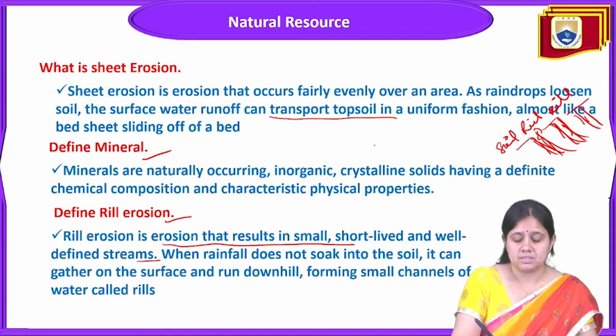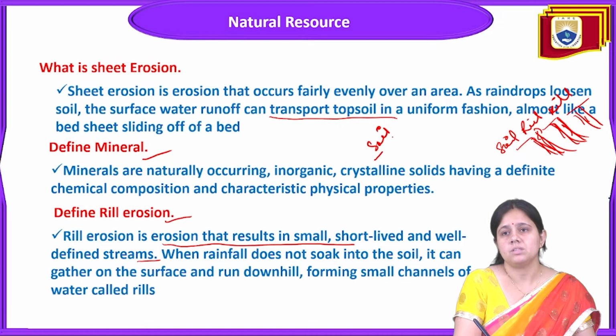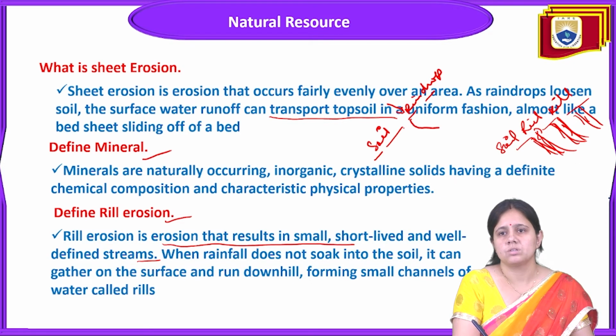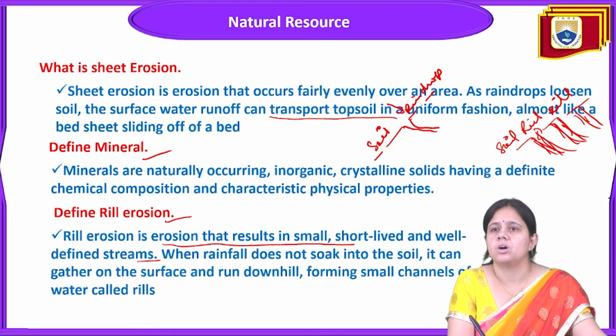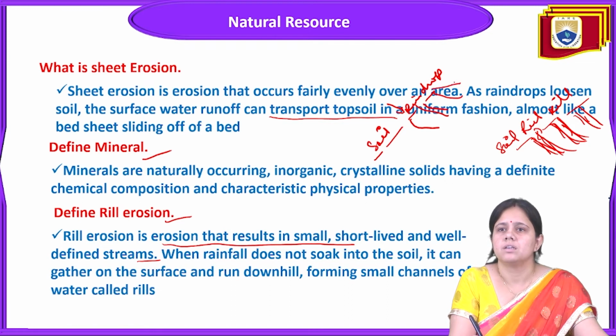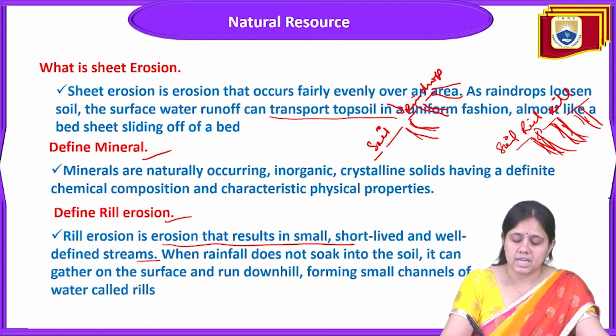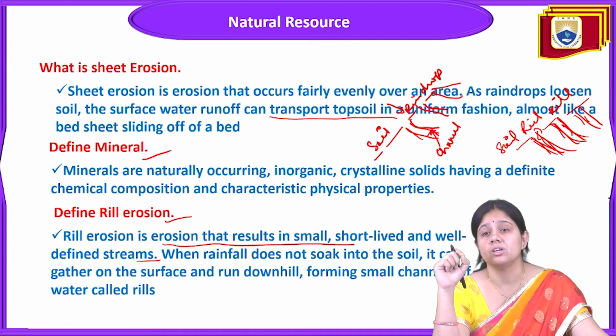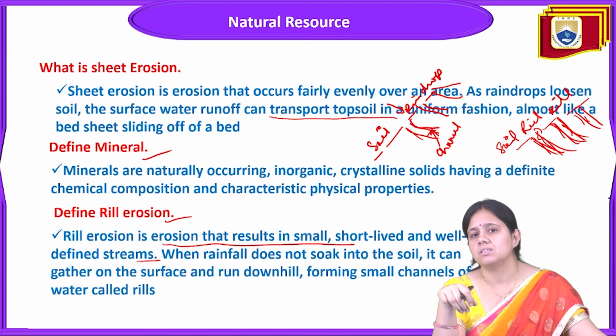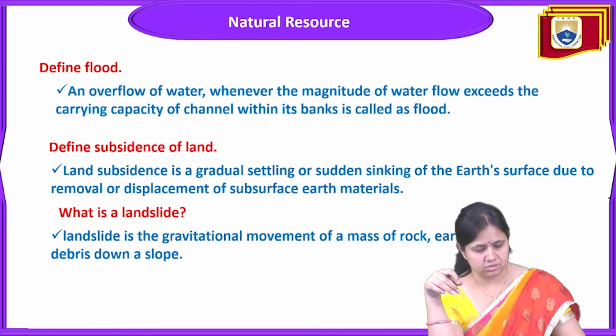Just imagine this is the top layer of soil. What will happen? Raindrops fall, and this rain does not soak into the soil, so it gathers on the surface and runs downhill like that. As it runs down, a kind of channel is formed, like this. You can see that a channel is formed, and that's why we call this kind of erosion rill erosion. A small channel being formed is called rill erosion. So this is about rill erosion.